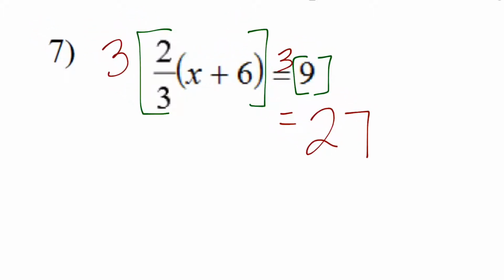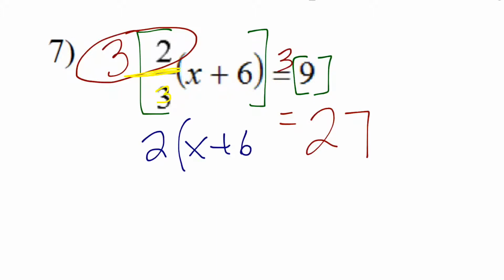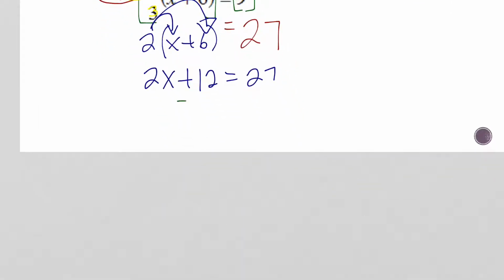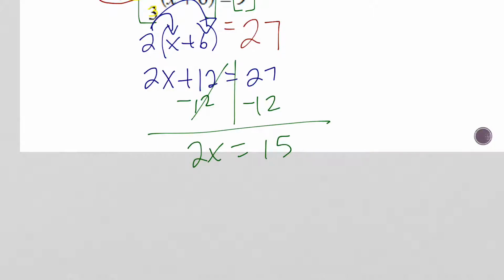But on the left side, you multiply 3 with the numerator, and that gives you 6, but then you divide it by 3. 6 divided by 3 gives you 2. Rewrite the parentheses x plus 6. So now I have to use distributive property, and I'm going to get 2x, because 2 times x is 2x, and 2 times 6 is 12, equal to 27. Subtract 12 from both sides of your equal sign, and you get 2x equals 15.